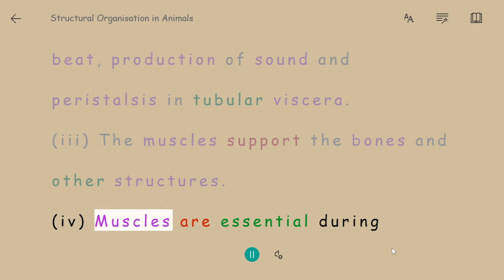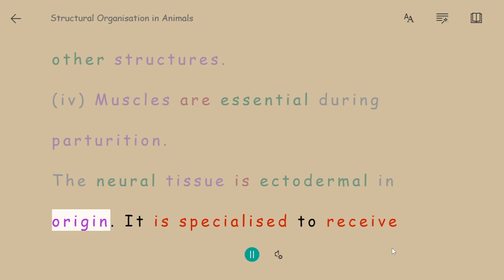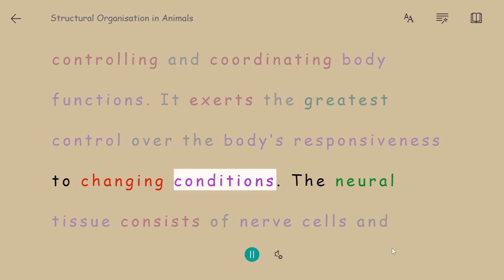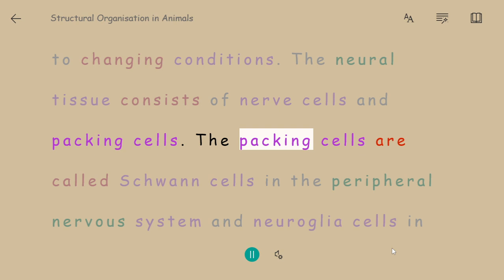The neural tissue is ectodermal in origin. It is specialized to receive stimuli and conduct impulses for controlling and coordinating body functions. It exerts the greatest control over the body's responsiveness to changing conditions. The neural tissue consists of nerve cells and packing cells. The packing cells are called Schwann cells in the peripheral nervous system and neuroglia cells in the central nervous system.